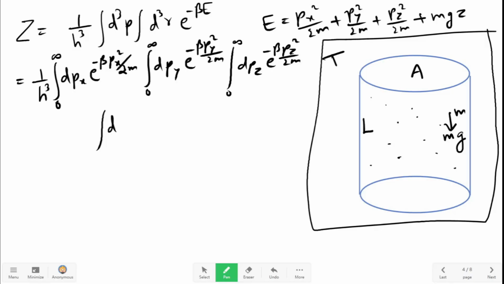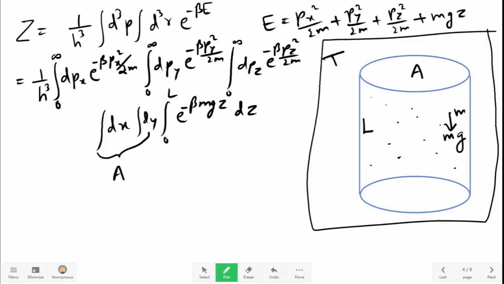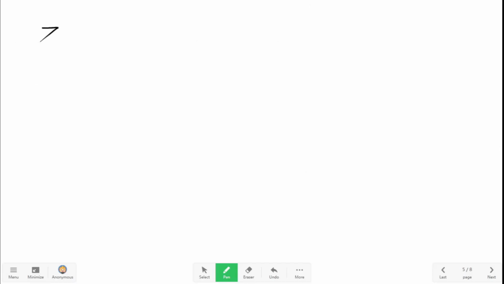times integral dx integral dy, integral e raised to minus beta mgz dz. This is from 0 to L, and the integral of dx dy is the cross-sectional area. If you integrate this, you will get the cross-sectional area. So Z becomes Z is equal to A by h cube.